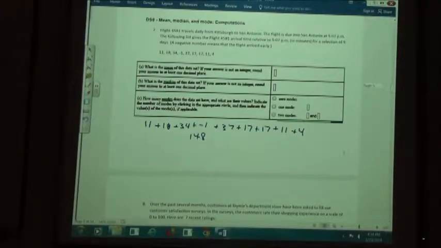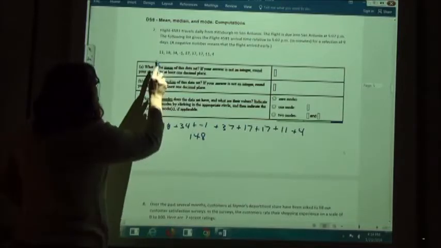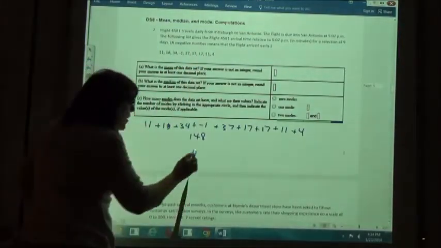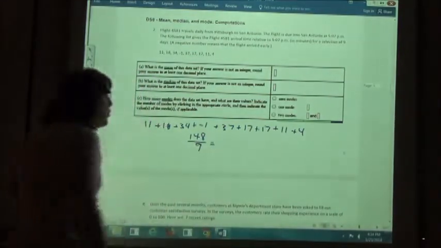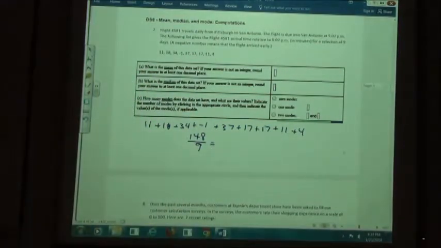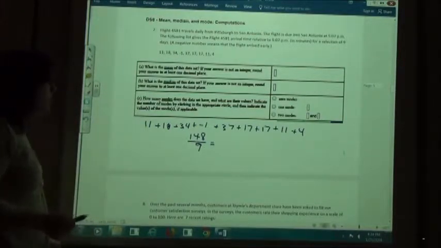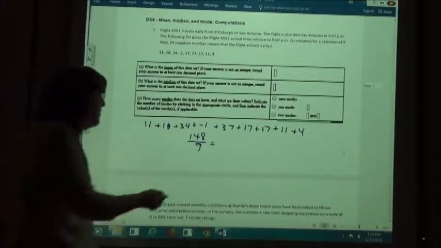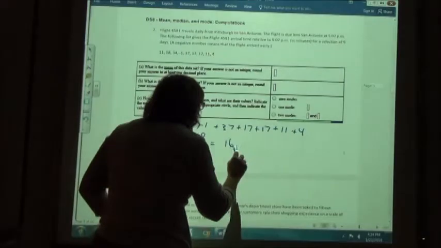Now I have to divide that by how many values are on my list. I have 1, 2, 3, 4, 5, 6, 7, 8, 9. 9 values on my list. So 148 divided by 9 gives me 16.447. You got what when you divided that? 16.444? I don't know what I heard.